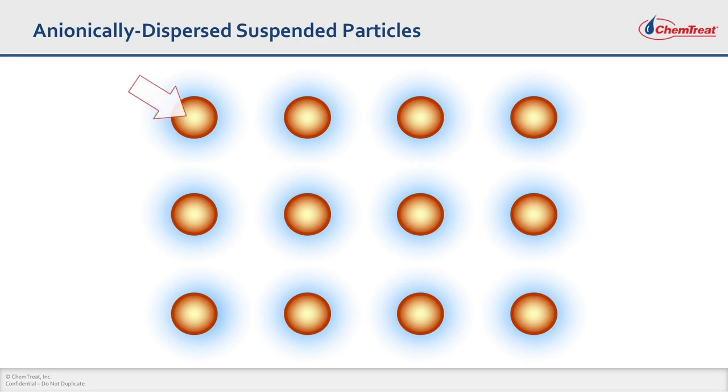So this is a representation of what a particle might look like in water as it's suspended. The brown spheres are the particles, and the blue haze around the particles is the surface charge, the anionic charge around the particle that keeps them suspended and away from the other particles. So in this particular case, they're separated.